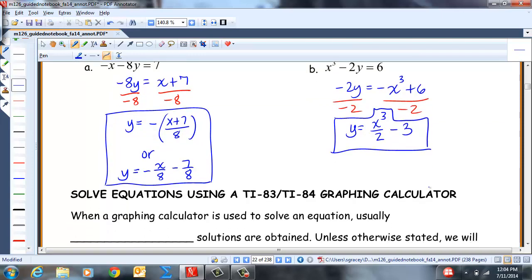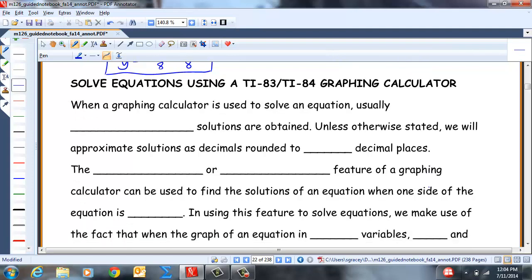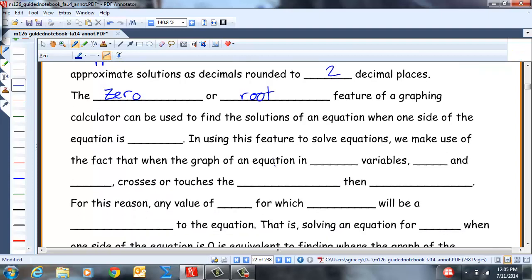So here we go. Solving equations using the graphing calculator. When you use your graphing calculator, usually approximate solutions are obtained, meaning the number's often been rounded. So unless we have some sort of problem where it's useful to go more digits, we'll be rounding approximate solutions to 2 decimal places. The zero or root feature of a graphing calculator can be used to find the solutions of an equation when one side of the equation is 0.